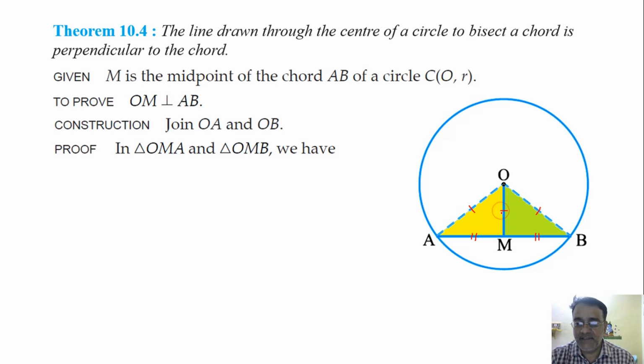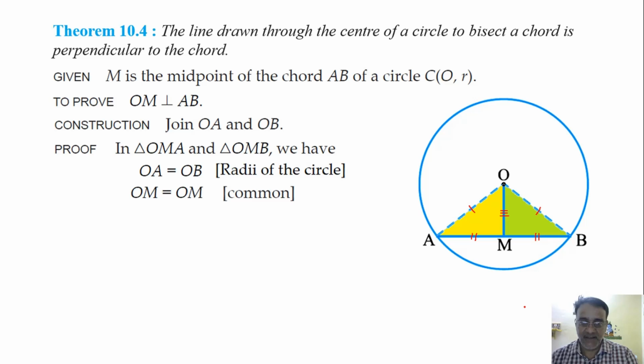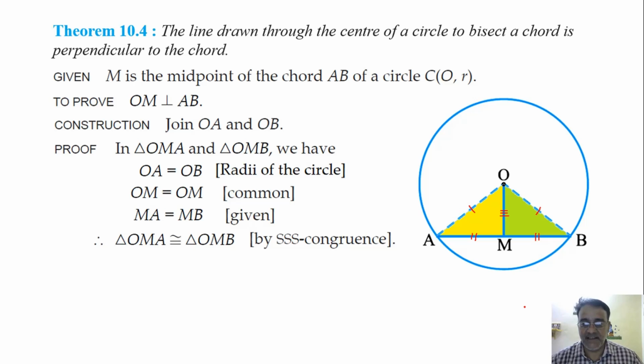And OM is equal to OM. Common. So these two triangles are congruent by which criteria? SSS criteria. Very good. So OA is equal to OB, radii; OM is equal to OM, common; AM is equal to MB, given. So these two triangles are congruent by SSS criteria.